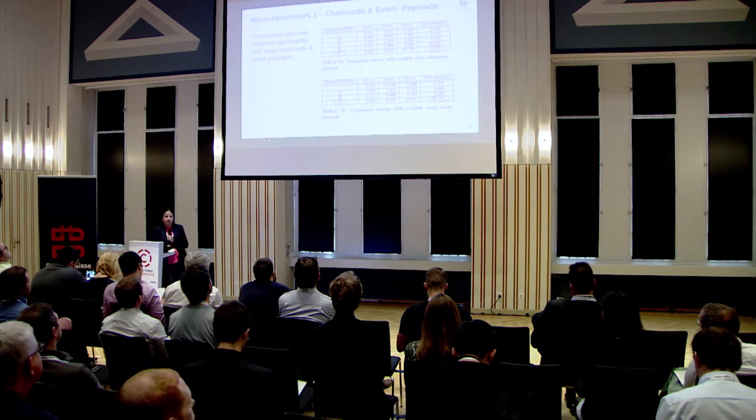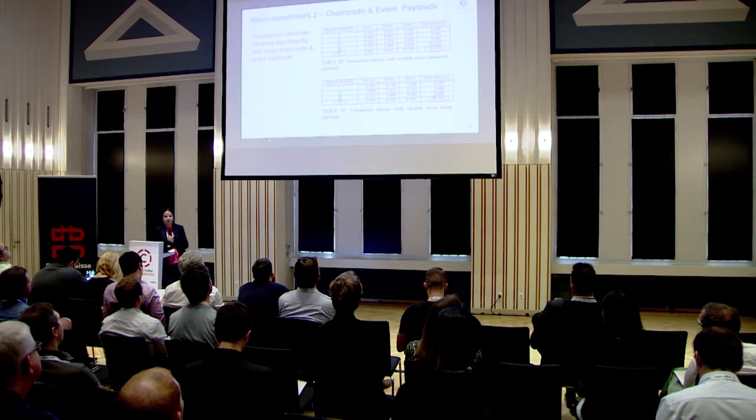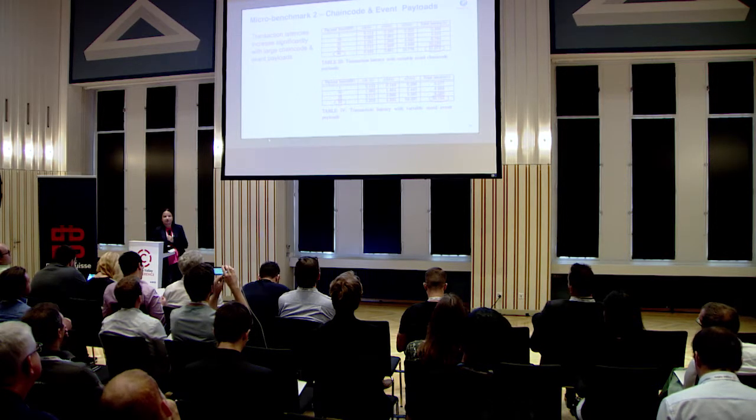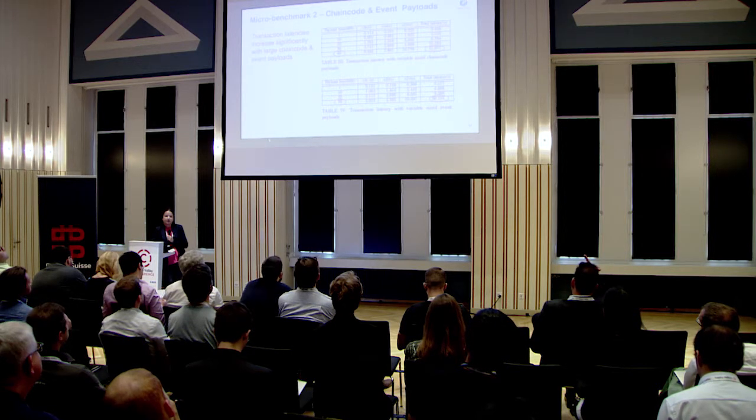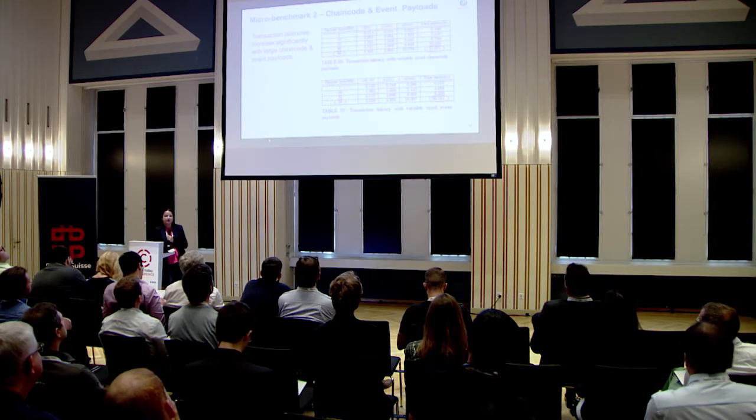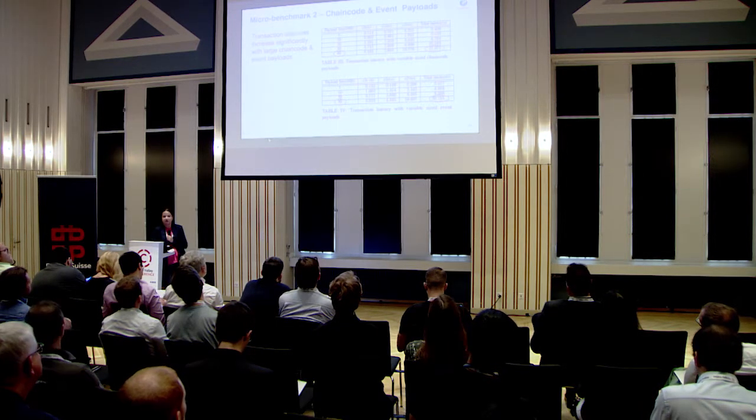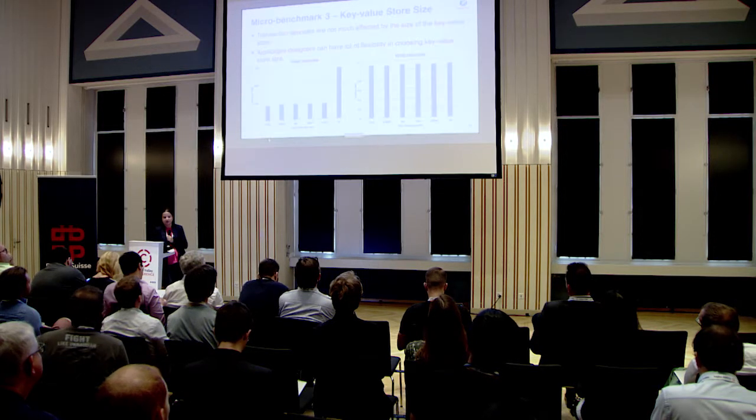With micro benchmark 2, you can alter the chain code and event payload sizes. So table 3 above shows chain code payloads, while table 4 shows the event payloads. So as you can see, as the payload size is increased from 1 megabyte to 40 megabytes, there is a significant increase in the transaction latencies.